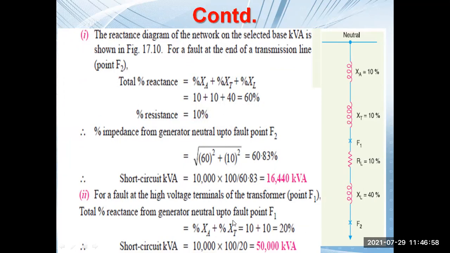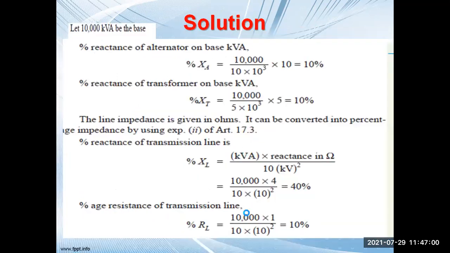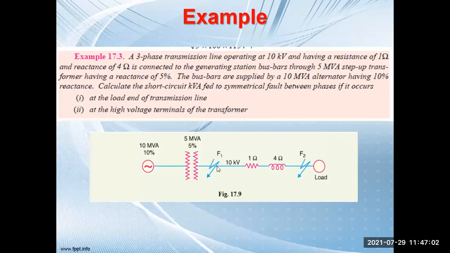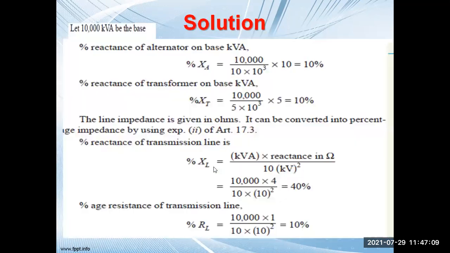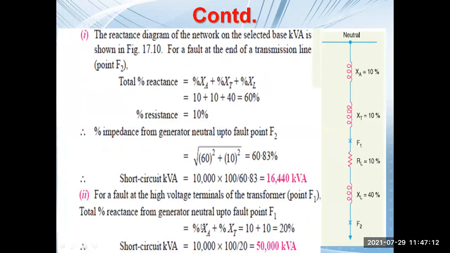Next case, that is the fault has occurred at the high voltage terminal. So high voltage terminal means up to this point. So what will be the reactance in this case? The reactance of the alternator and the reactance of the transformer. These two will be added. So this will be 10 plus 10, that is 20%. So again we'll apply the same formula, that is the short circuit kVA equal to 10,000 into 100 by 20, that is 50,000 kVA. Is it clear?